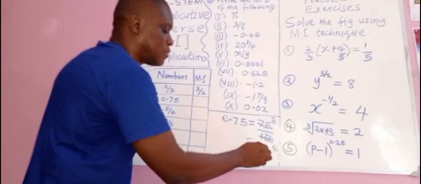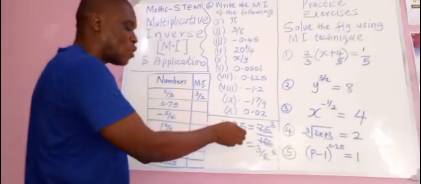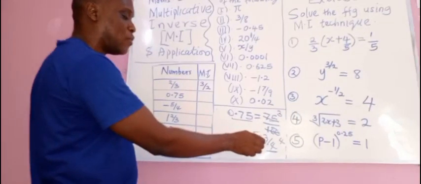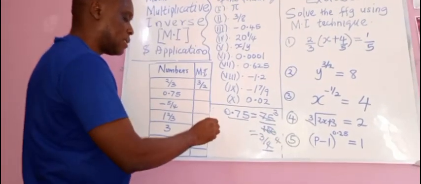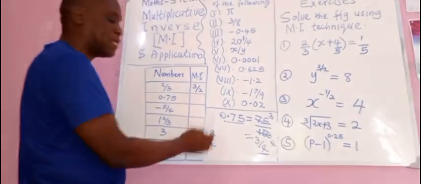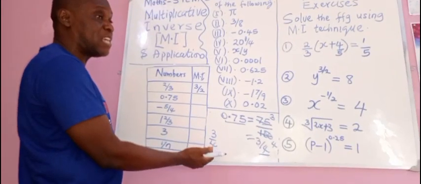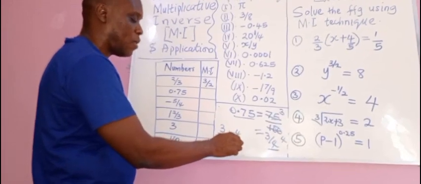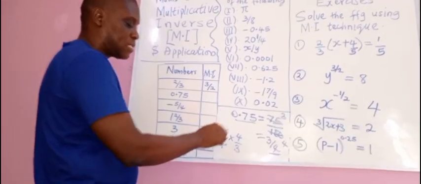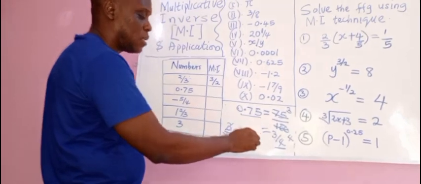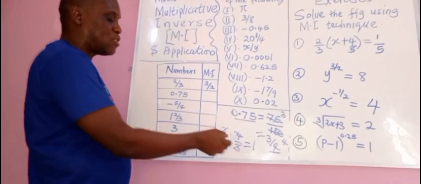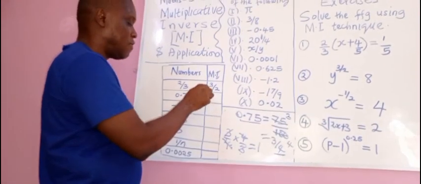So that is 3 over 4. Now it means that this 0.75 is the same thing as 3 over 4. Now what do you multiply by this so that you get 1? You find the reciprocal of this. Reciprocal means you interchange the numerator with the denominator. So this will go up and this will come down, so that this 3 cancels this 3, this 4 cancels this 4. So the multiplicative inverse of this is 4 over 3.